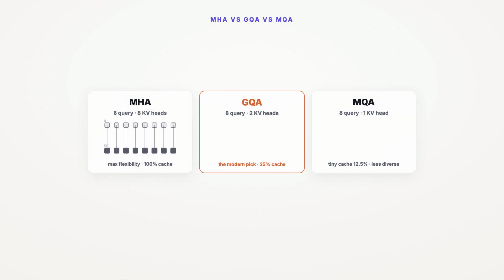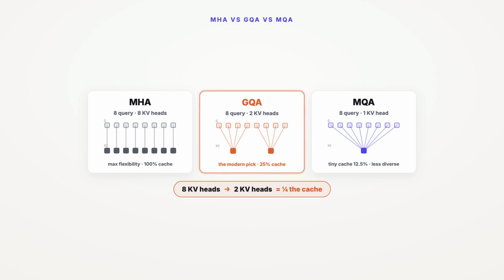This is where those key value heads pay off. Multi-head attention gives every query head its own key and value. Maximum flexibility, but a large memory cache. Multi-query goes to the other extreme. All queries share a single key value pair. Tiny cache, less diversity. Grouped query sits in between, and it's what most modern models pick. In our example, going from 8 key value heads to 2 cuts the cache to a quarter, same query heads, a fraction of the memory.